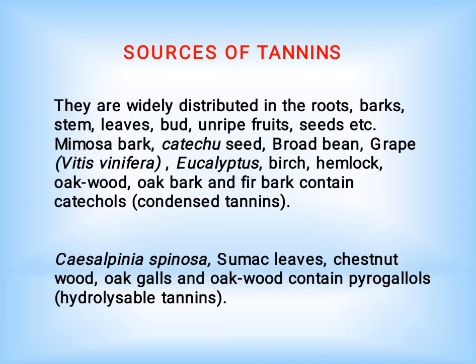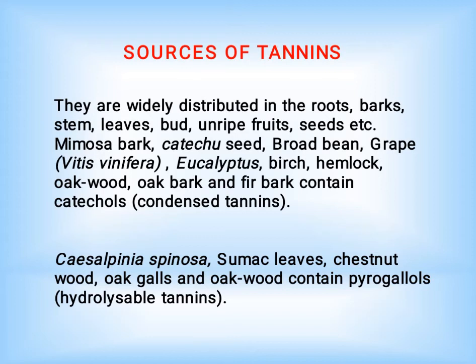In angiosperms, the examples of tannins include mimosa bark, mimosa means lazaru, catechu seed, catechu means supari, broad bean, grapes that is Vitis vinifera, draksha, eucalyptus it means nilgiri, birch, hemlock, oak. These are the common plants which show the presence of condensed tannins.